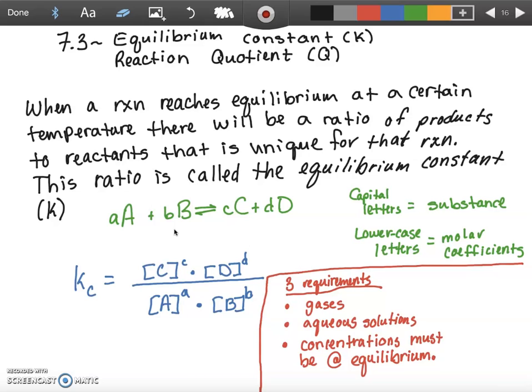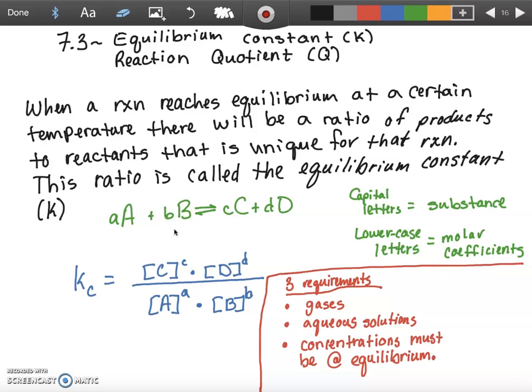And the thing to understand about K is that when a reaction reaches equilibrium at a certain temperature, because these reactions are often temperature dependent, there will be a ratio of the concentrations of product to reactants. It'll be a very certain ratio of concentrations of products to reactants that is unique for that particular reaction. Whatever this ratio is, we call the equilibrium constant.